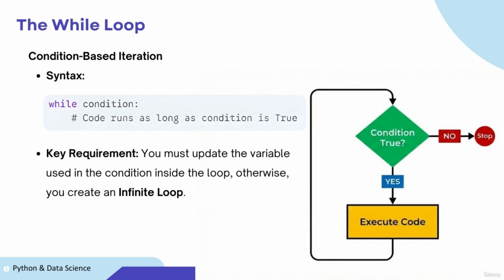Now let's move to the while loop. This is condition-based iteration. The syntax is while, condition, colon, indent, code runs as long as condition is true. There is a critical danger here called the infinite loop. You must update the variable used in the condition inside the loop. If the condition never becomes false, the loop will run forever and crash your program.